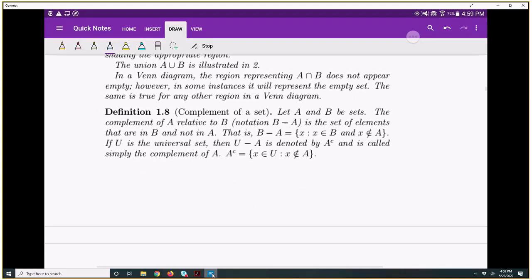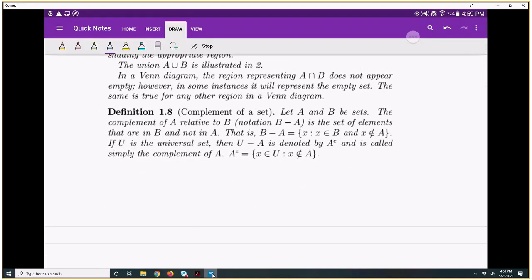Another operation that we can perform will be complementation of a set. And we can do complementation relative to another set or relative to the universal set. If A and B are sets, the complement of A relative to B, which we'll use the notation B minus A, is all of the elements that are in B but not in A. And if instead of B we use the universal set, then we'll denote it U minus A. That will be just generally referred to as the complement of A, and it's all of the elements that are not in A, but are in the universe.